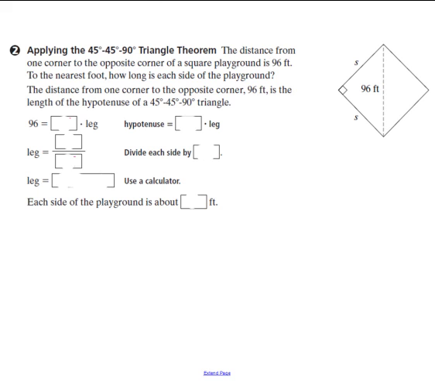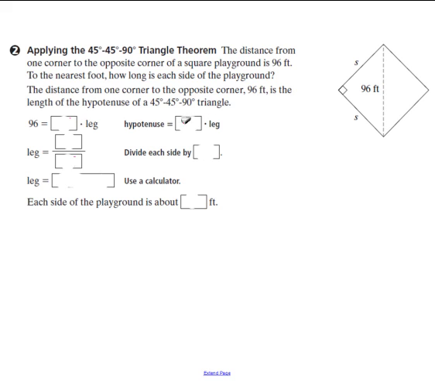Again, another one with 45, 45, 90. This time we can see we have the hypotenuse and we're trying to find the legs. So they tell us it's a square playground, 96 feet from corner to corner. To the nearest foot, they want to know how long the side is. So we've got 96. We know that if this is a square and this is a diagonal, it's going to bisect those angles. So these angles are going to be congruent.